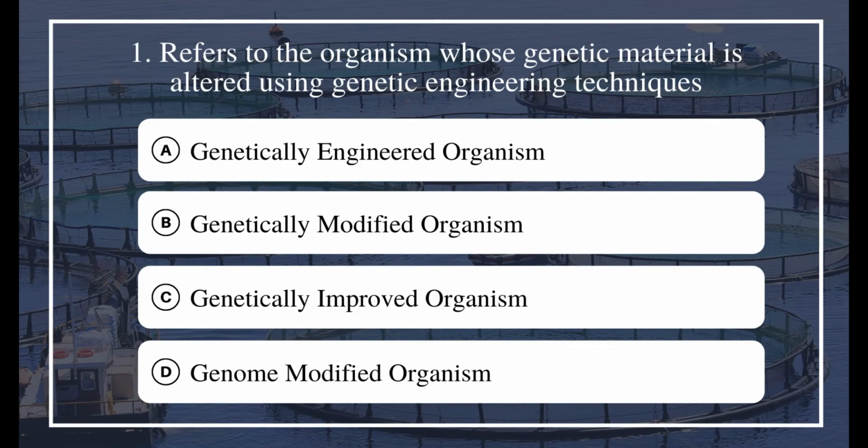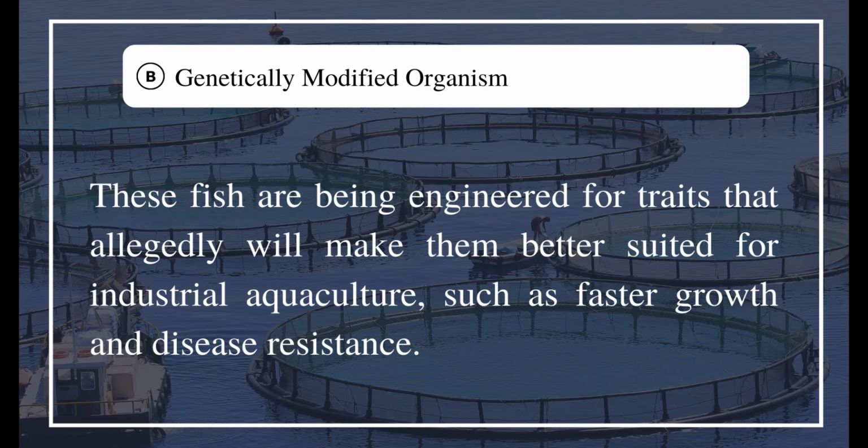1. Which refers to the organism whose genetic material is altered using genetic engineering techniques? A. Genetically engineered organism. B. Genetically modified organism. C. Genetically improved organism. D. Genome modified organism. The answer is B. Genetically modified organism.